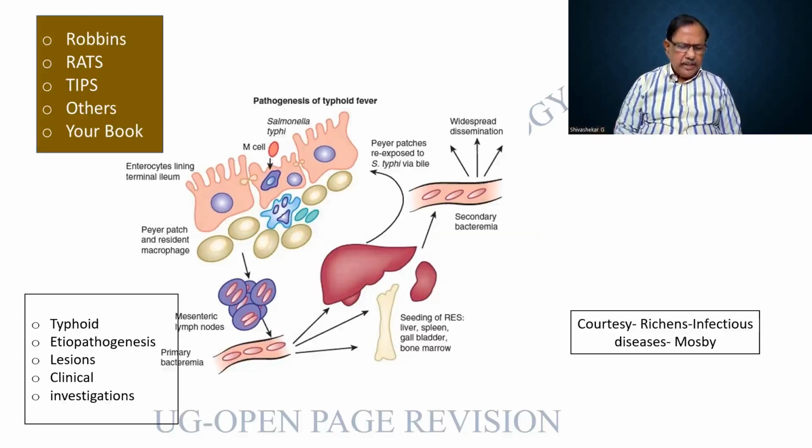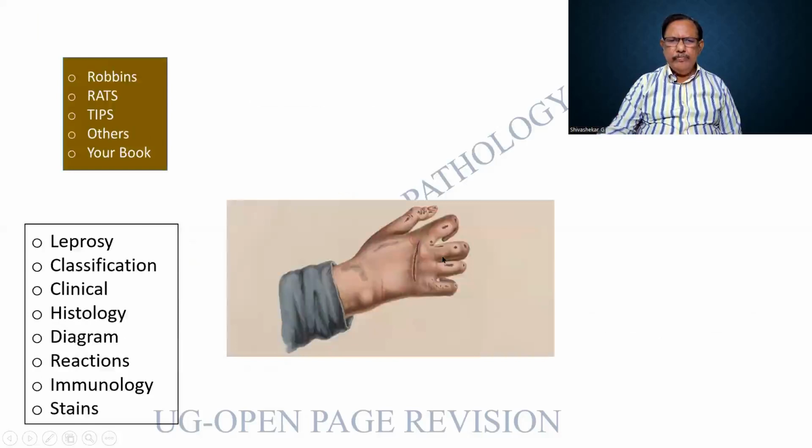Coming to the investigations, important things will be blood culture. Next is the Widal test. It is a university question in microbiology also. Therefore, you people should know. Feces culture and urine culture. So these are all the important things and these are my references. And the basic Bible will be your book. Tips is good, R.A.T.S is very good, the class, and Robbins. And courtesy Richens for this particular picture.